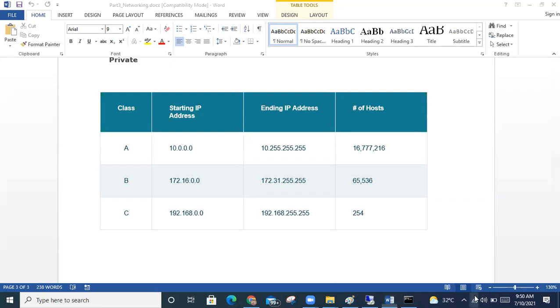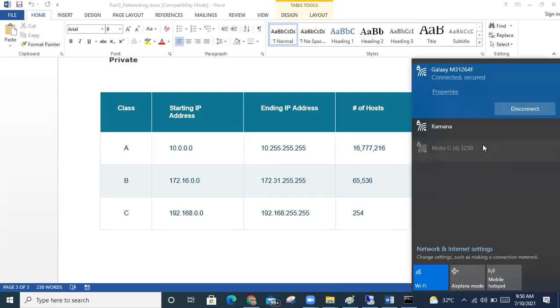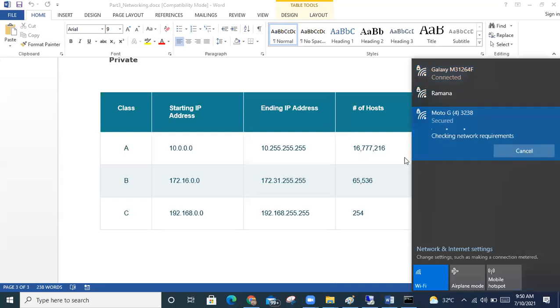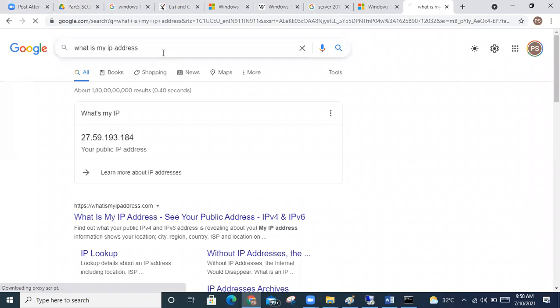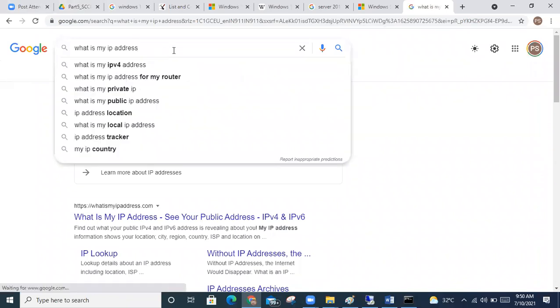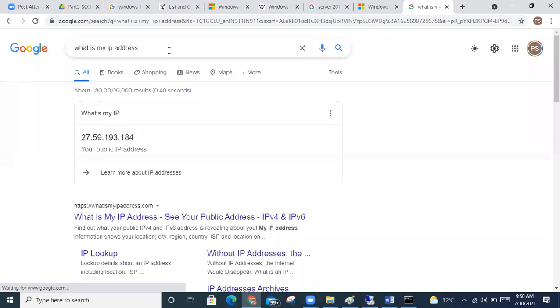Any doubts? Let's see if my IP address is coming or not. Identify whether it's IPv6 or IPv4, sir. IPv4 we know. How to identify IPv6? IPv6 will come with a very long set of digits.